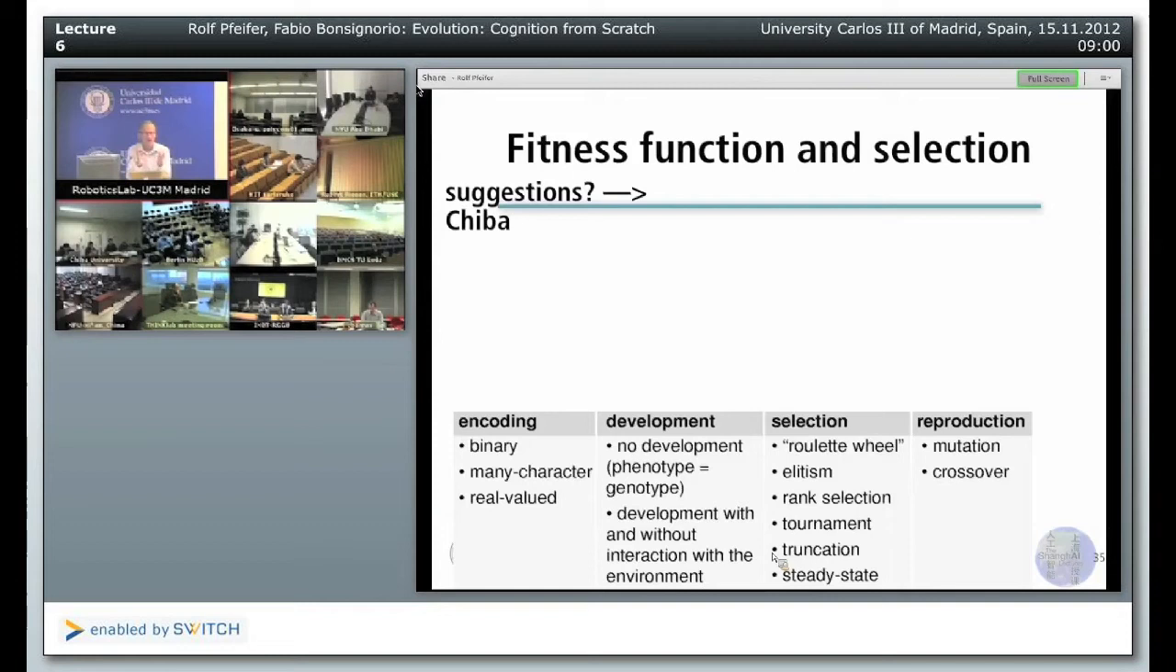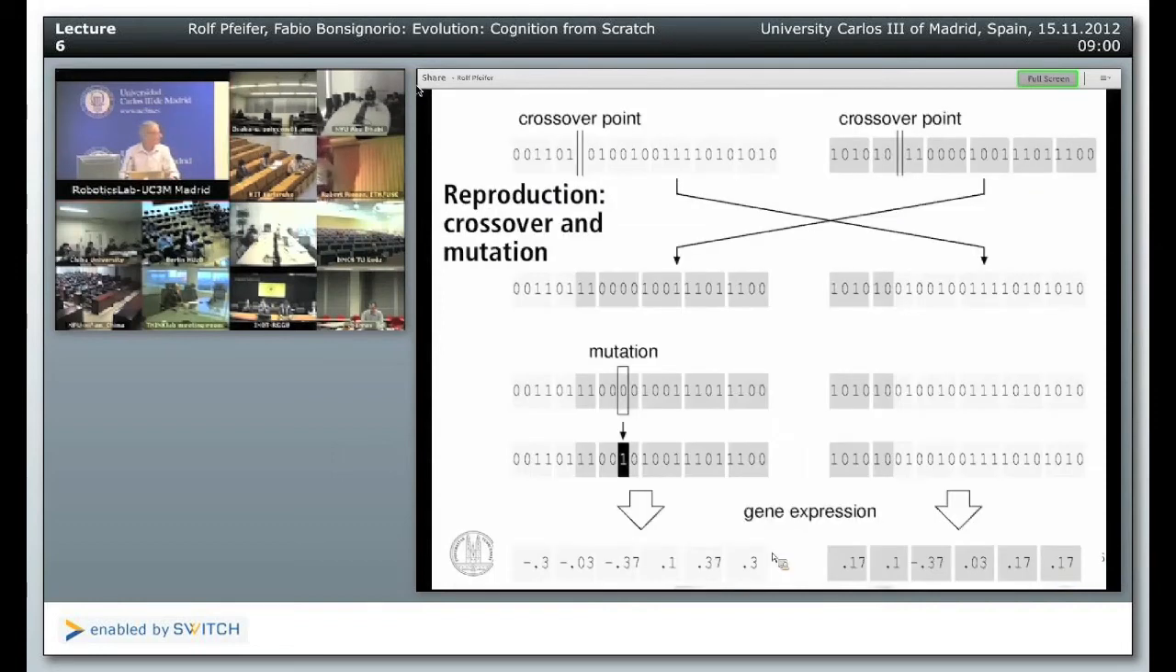And designing a fitness function is really an art, and there are no really systematic ways in which we can do this. And then we select the best ones, and, you know, there are various selection schemes that I won't go into here. And then we have two reproduction functions. One is crossover. So we choose randomly a crossover point here.